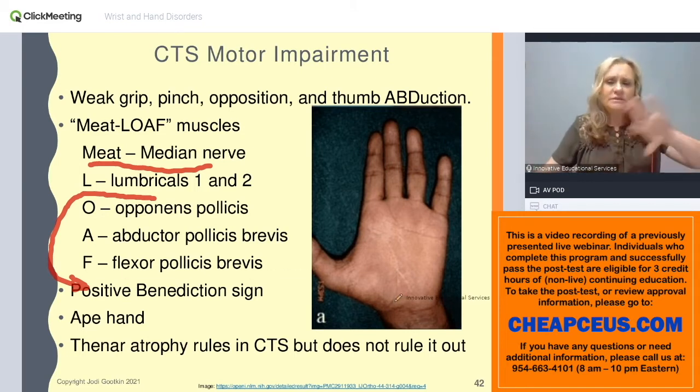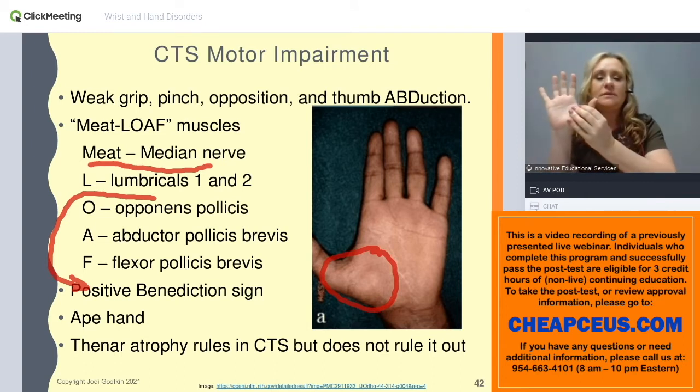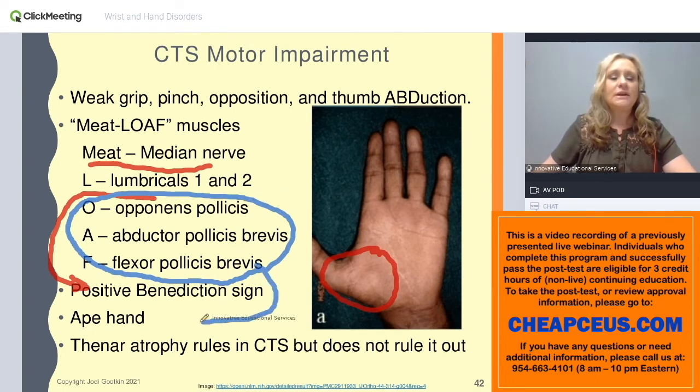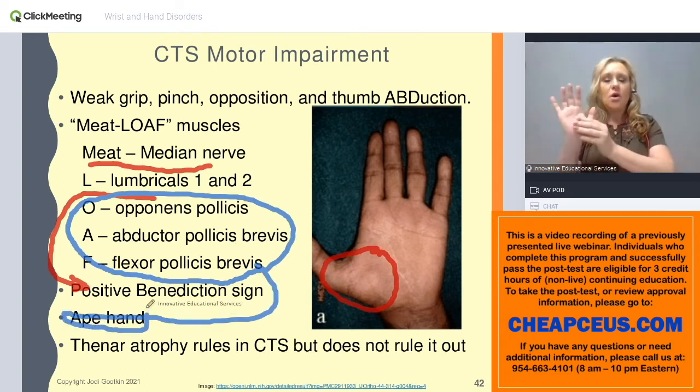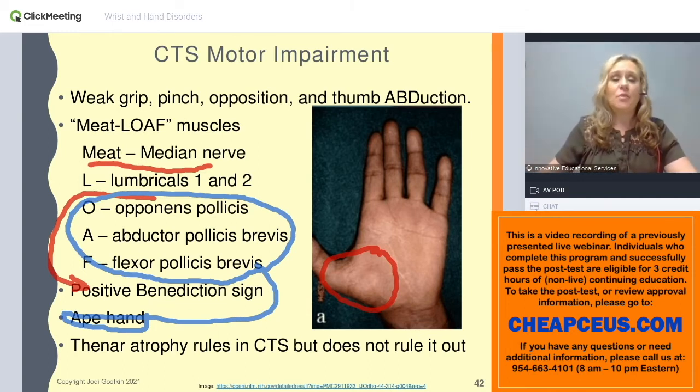We also tend to see when this is more progressed, this lack of musculature in the thenar eminence, of that thumb tending to fall away from the hand into our ape hand position. This is because of loss of innervation to the opponens pollicis, abductor pollicis brevis, and flexor pollicis brevis, our LOAF of MEATLOAF, leading to that ape hand where it is falling off to the side. When you see that significant thenar atrophy, you should be thinking carpal tunnel syndrome, but if that doesn't present, it doesn't mean it's not carpal tunnel syndrome. It just may not be that progressed at the moment.